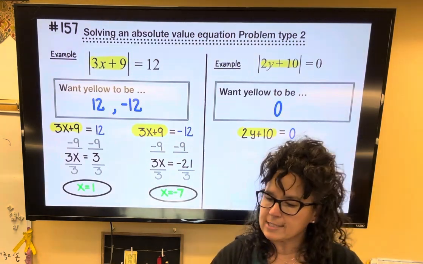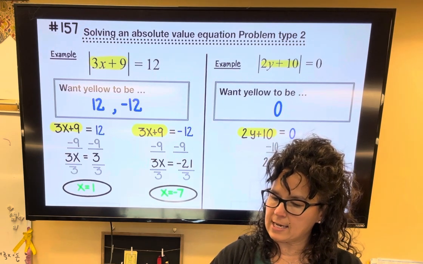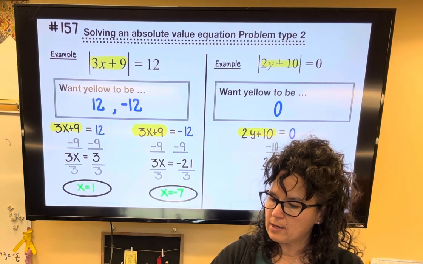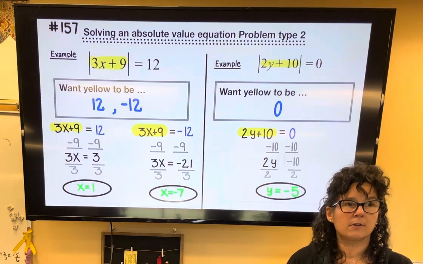Okay, so we'll subtract 10. Nice job, Jonathan. Subtract 10, and then I'm going to divide by 2, and I end up with negative 5. I got it right. Okay.